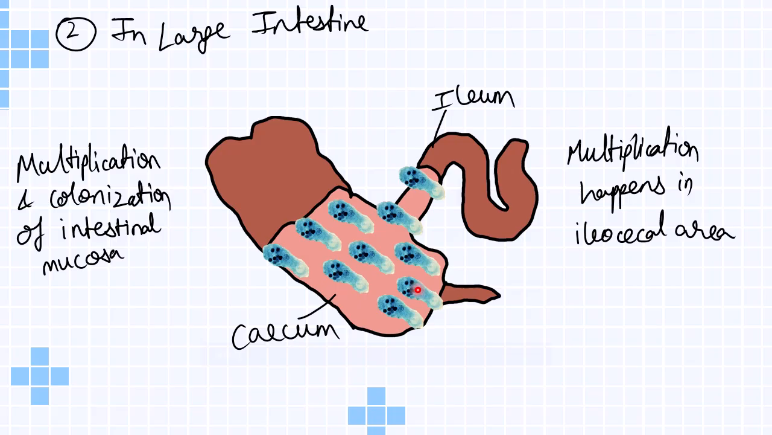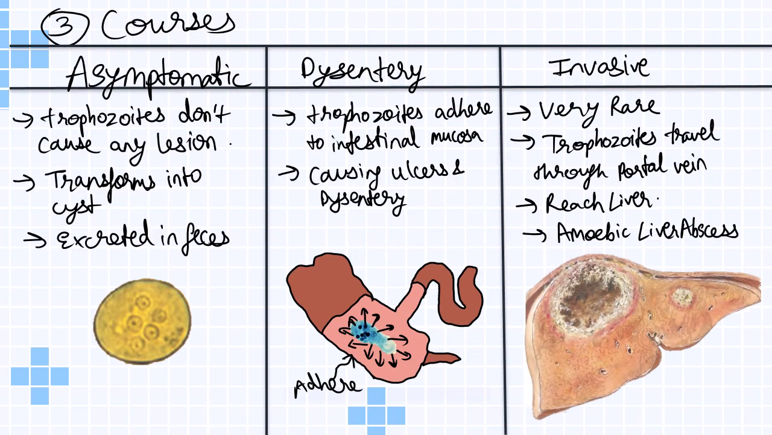However, not all infections follow the same course. Let's examine the possible outcomes. Entamoeba histolytica infection can have three outcomes. First, asymptomatic infection where no tissue damage occurs and cysts are passed in stool. Second, amoebic dysentery, where trophozoites invade the intestinal mucosa, causing ulceration. Third, invasive disease, where parasites enter the portal circulation and spread to the liver, causing amoebic liver abscess.